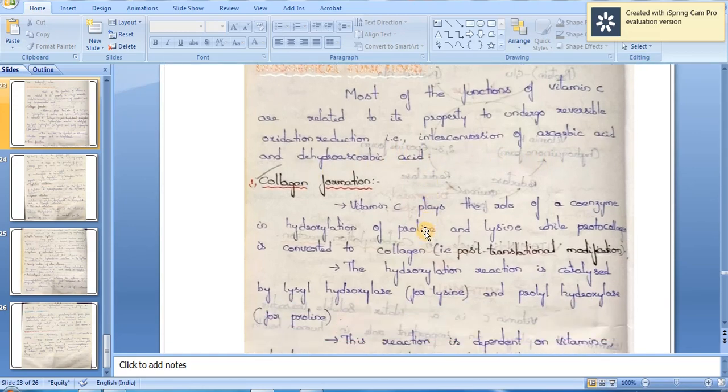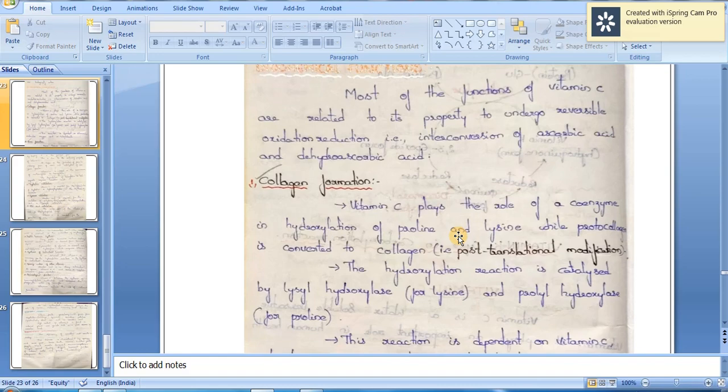Let us discuss collagen formation, how collagen is formed. Vitamin C plays the role of a coenzyme in the hydroxylation of proline and lysine, while protocollagen is converted into collagen. Being a water soluble vitamin, its coenzyme function takes place here. Protocollagen is converted into collagen, that is post-translational modification.